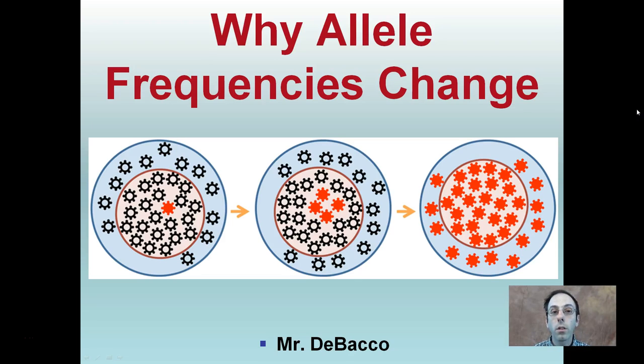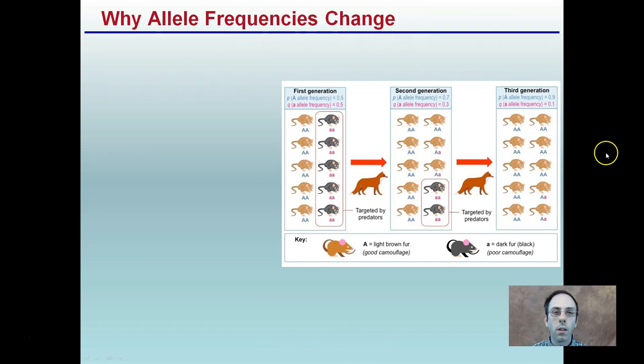Here we're going to answer the question of why allele frequencies change. So in this case, if we have one red individual that then goes to 4, that shifts basically the whole population to the red individuals. Why do the allele frequencies change over time? Let's go through a couple of reasons why this is.